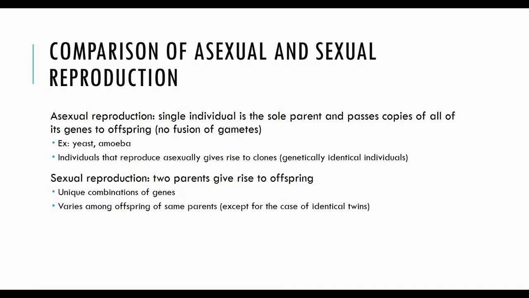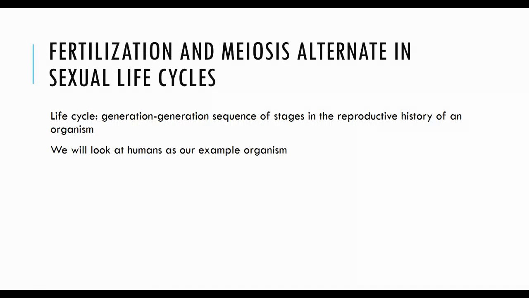During sexual reproduction, two parents give rise to offspring, which gives us a unique combination of genes every single time, and that will vary among offspring even of the same parents, except for the case of identical twins. If you have brothers or sisters or know someone who does, you'll know that they look similar, but also different, and that's because we have a different gene combination every time, unless you or someone you know is an identical twin.